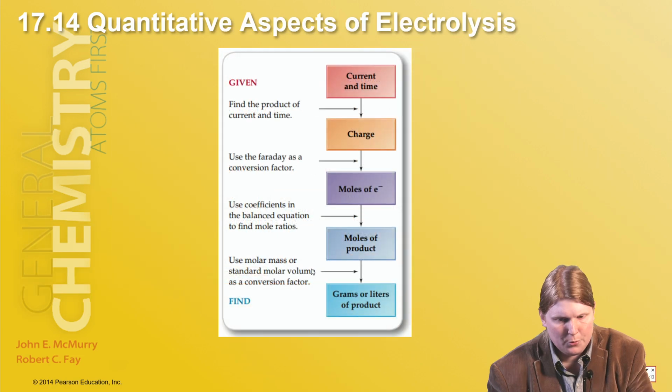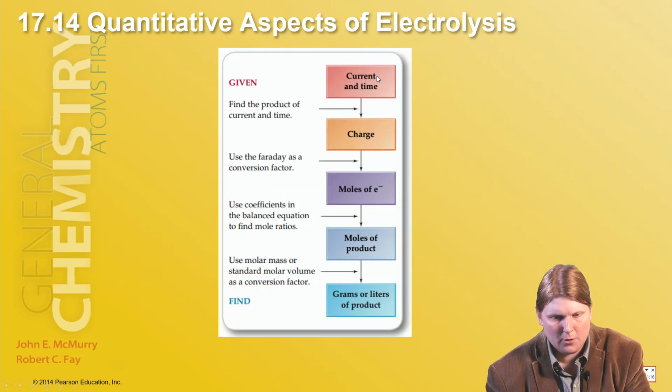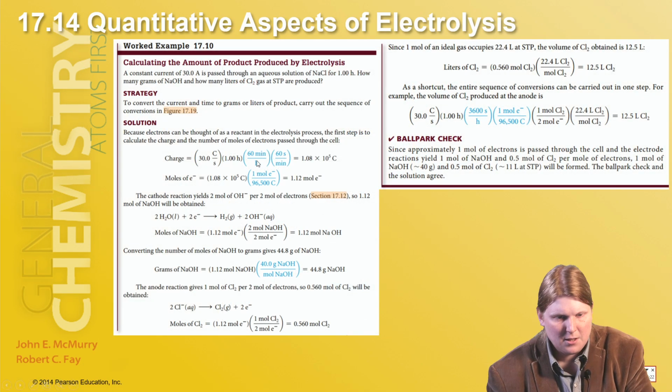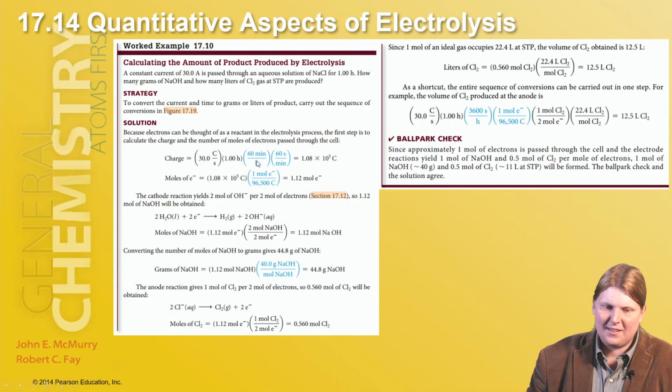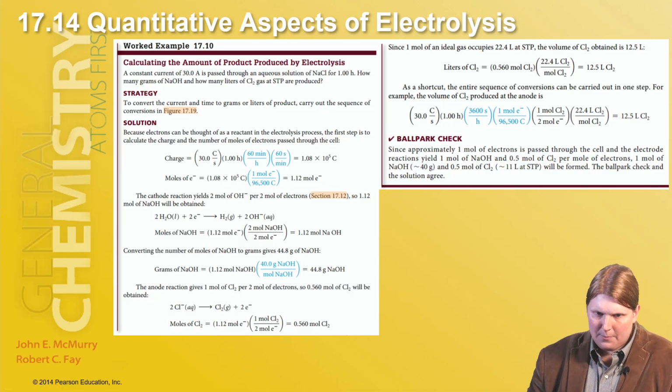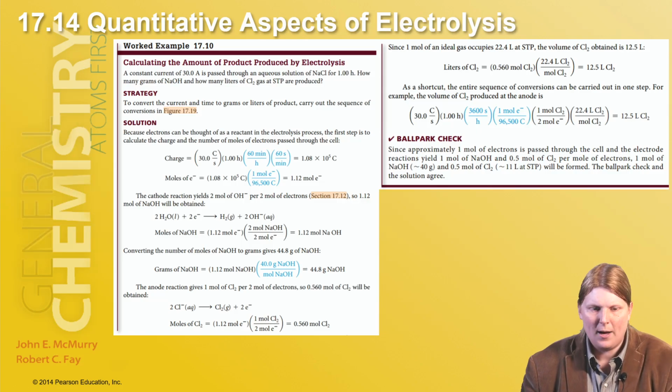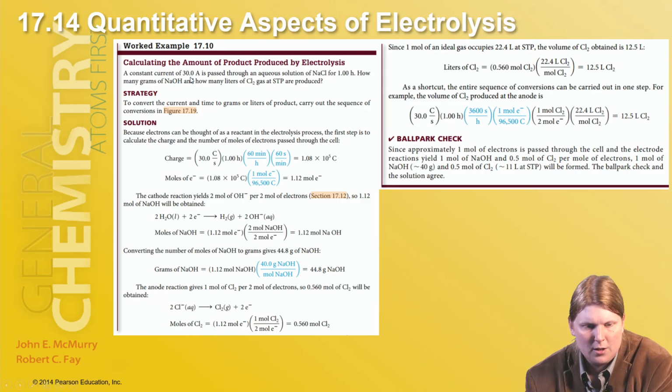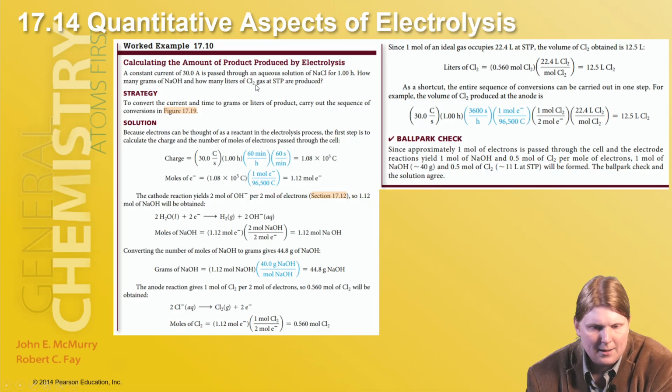So we'll work through an example. It shows a basic process of how we would work this out. If we know the current and time, we can get the charge, moles of electrons, moles of products, grams or liters of product. Different problems will give you different things to start out with, like a time or an amount they want, but the basic problems all work out the same way. So here they give us a current of 30 amps passed through an aqueous solution of sodium chloride for 1 hour.